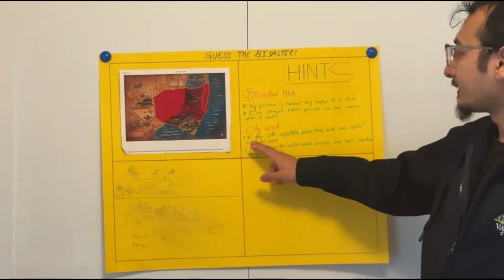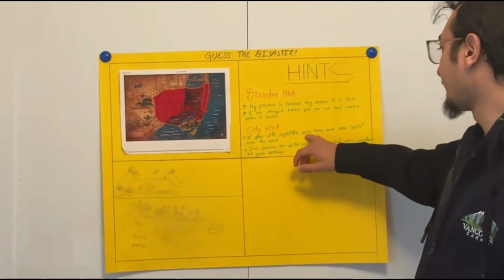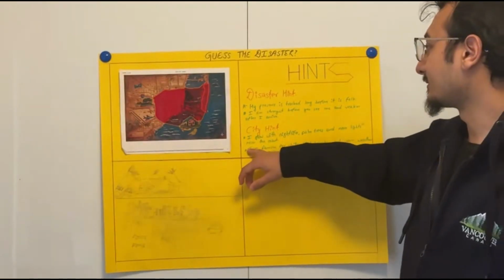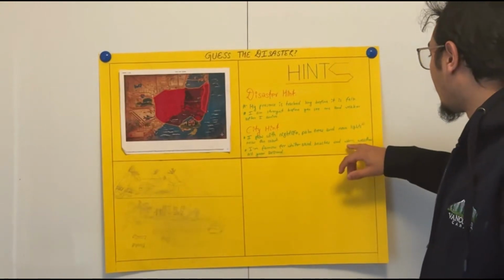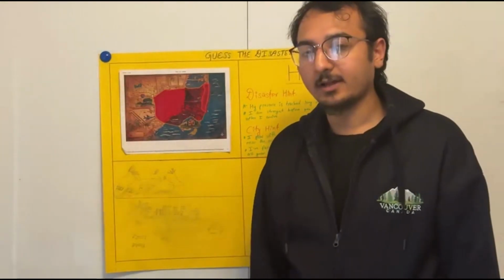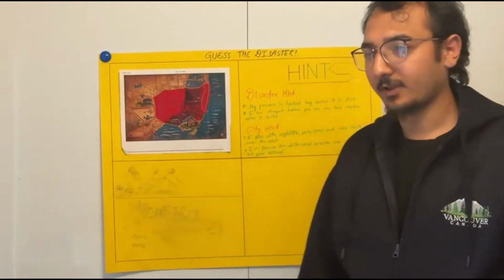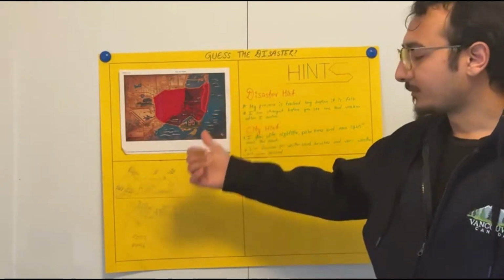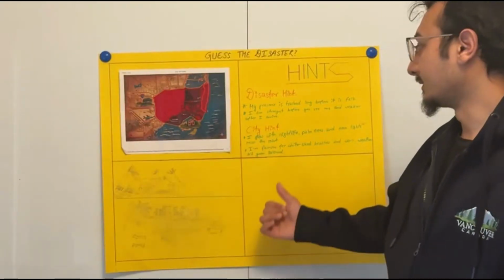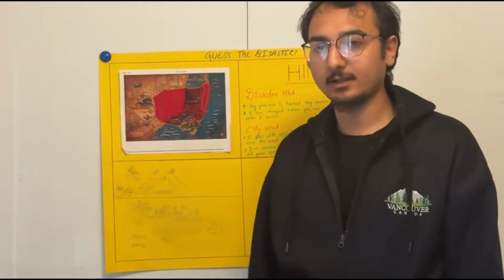The second hint says, I go with nightlife, palm trees and neon lights near the coast. I'm famous for white sand beaches and warm weather all year round. So Miami is pretty much famous for its beaches and the glowing nightlife.